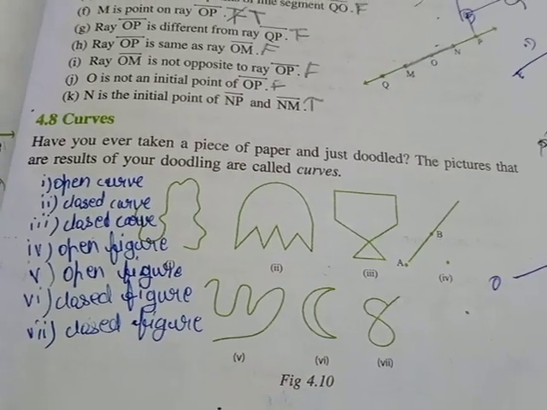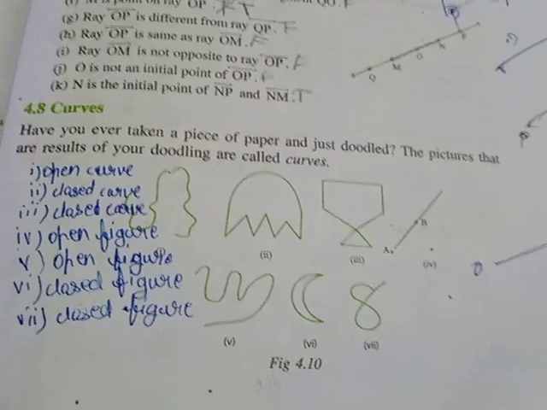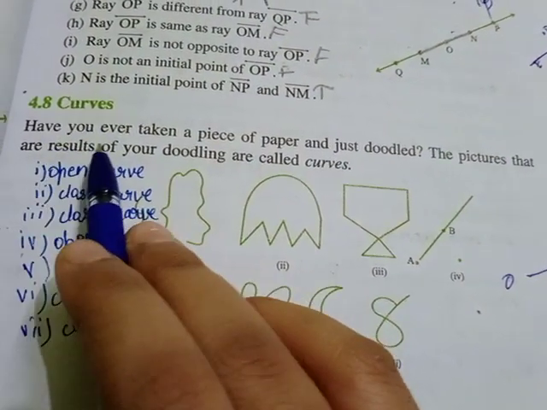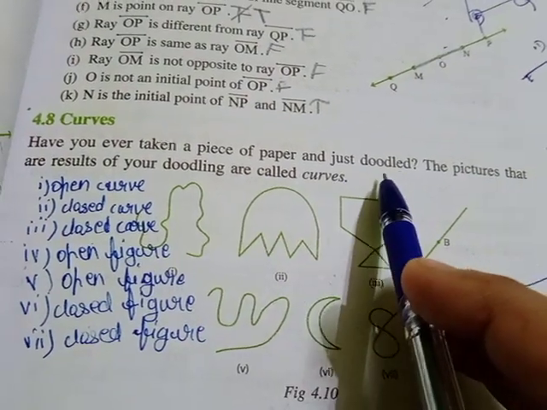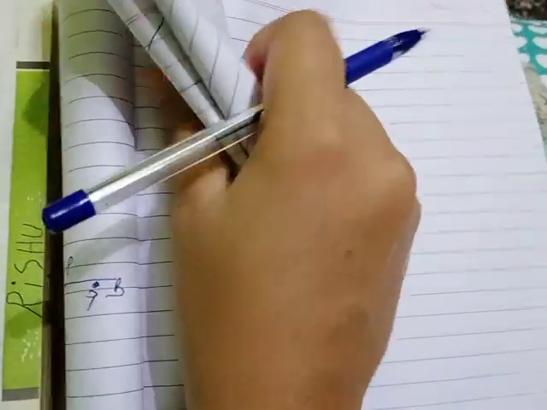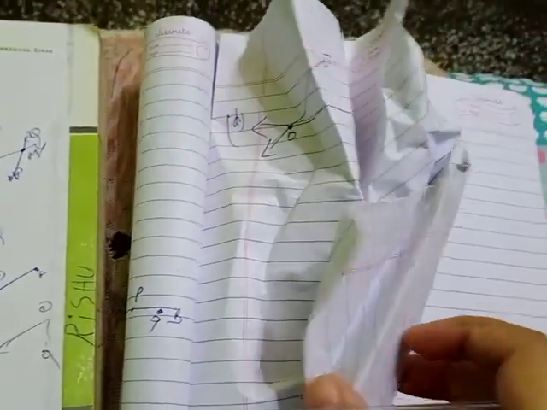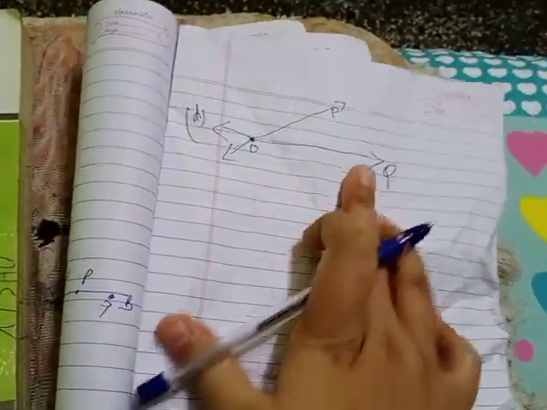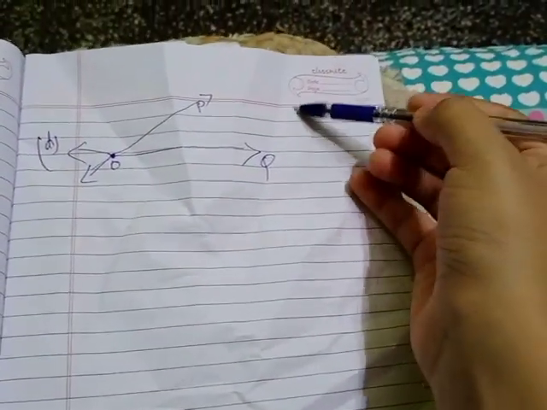Moving ahead with the topic of curves. Do you know what curves are? Have you ever taken a piece of paper and just doodled? Suppose this is a page of paper, and I am just doodling on it. Doodling means doing it like this. You see, this is the doodled page. While you doodle the page, you will find different curves on it.